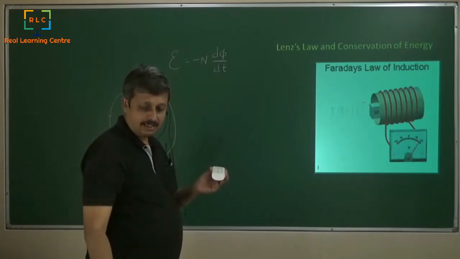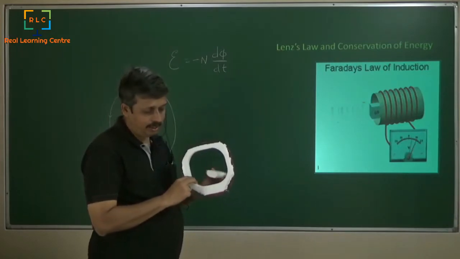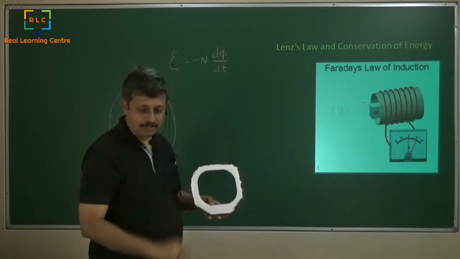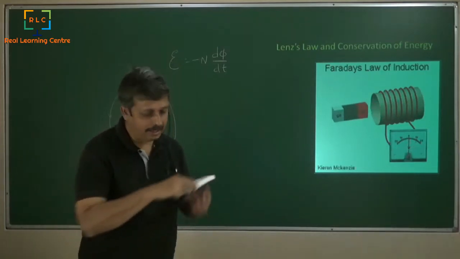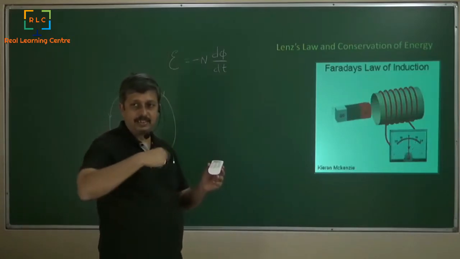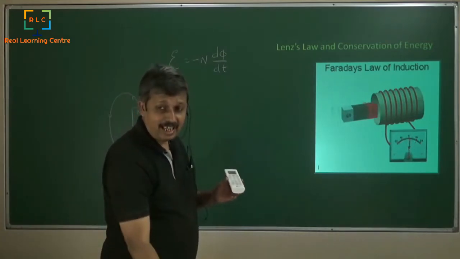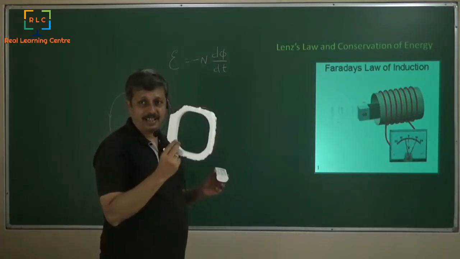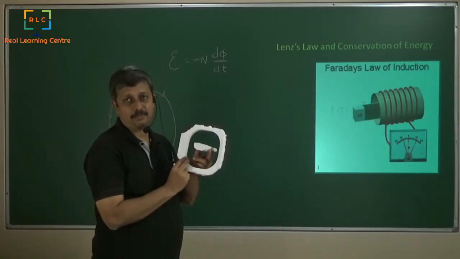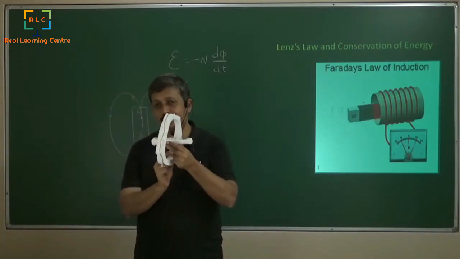Saying that a coil is kept like this, where current is going in this direction, is the same as saying that I'm going to keep a magnet like this, with north on the other side, and getting the magnetic field lines like this. These two are exactly the same things. So a coil like this carrying current is the same as a magnet like this.